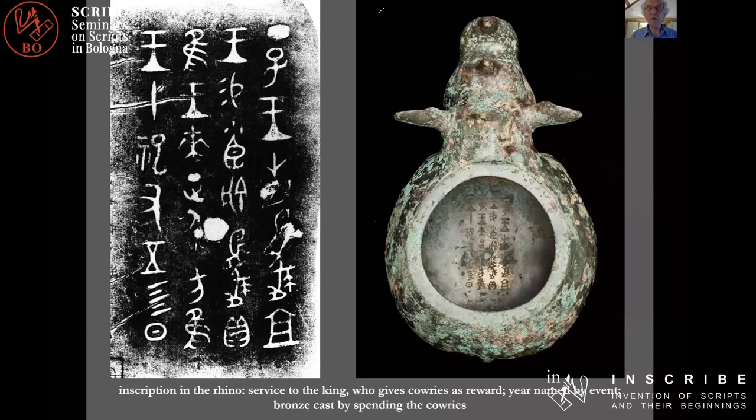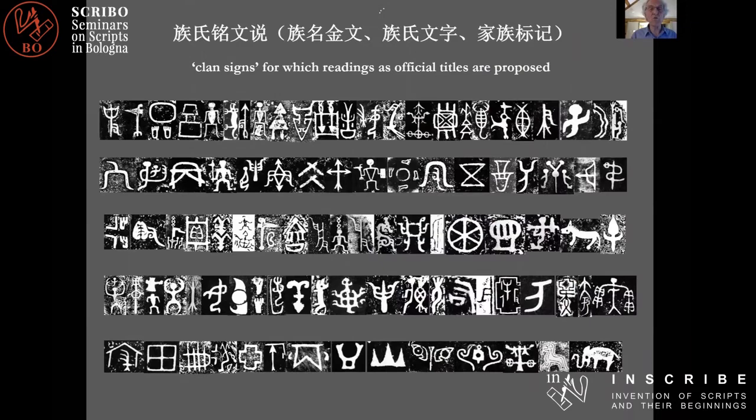But there are always exceptions, there are examples of the clan signs, so-called, on the outside. Now here is the repertory that Zhao Dazhe has developed of signs that occur, and this is wonderfully organized in China. You have databases, you can look them up in, and so on. And for all of these, he believes he can give readings as titles.